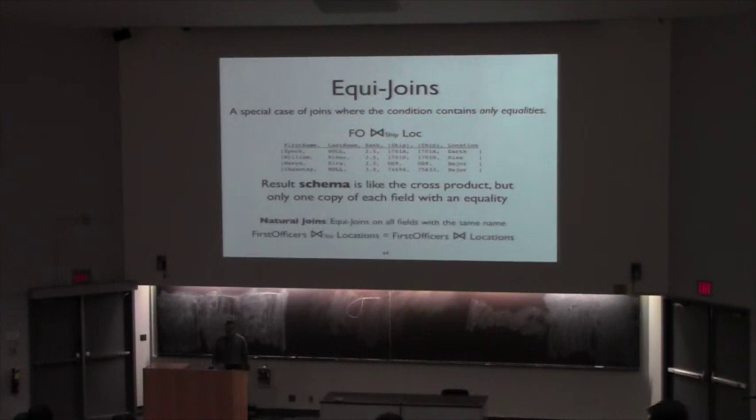Now, if it turns out that all of the fields that you're trying to join on have the same name and occur in both relations, you can just omit the subscripts entirely, and this is referred to as a natural join. A natural join is going to take every field in the first relation and do an equijoin with the field of the same name in the other location.